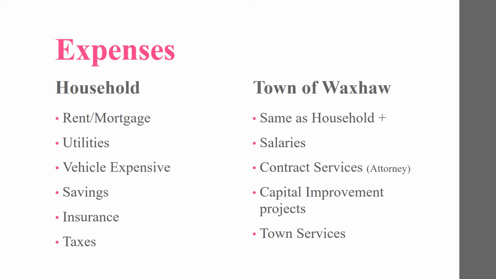Okay, so let's look at the expenses now. On the left side, on our household budget, we have a rent or a mortgage. We pay utilities, vehicle expenses. We put some money away for savings. We pay insurance as well as taxes. On the right-hand side, the town of Waxhaw budget, we pay the same expenses under the household category, but I'm not sure if we pay taxes.